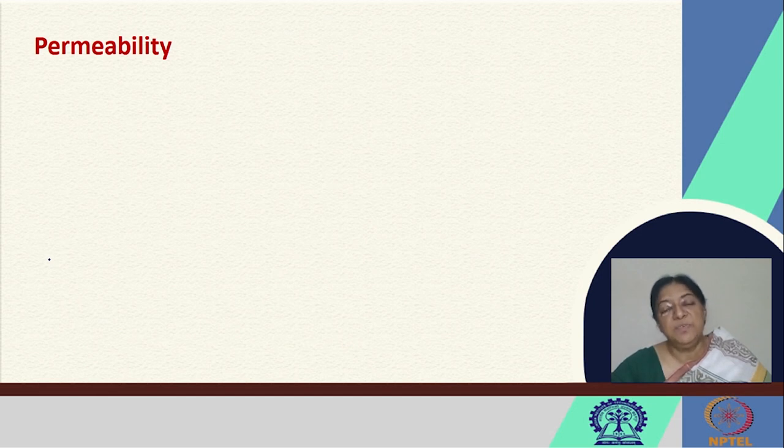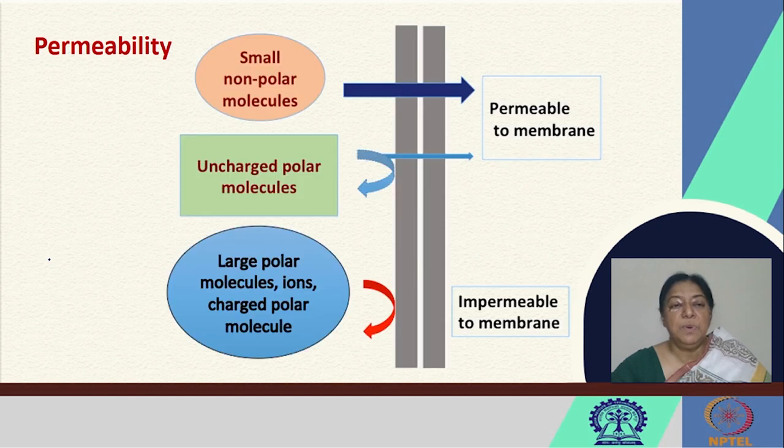So we look at the concept of membrane permeability. This is our lipid bilayer. Small nonpolar molecules would be permeable to the membrane. There could be uncharged polar molecules that may or may not pass through. However, very large polar molecules, ions, and charged polar molecules would be impermeable to the membrane. Their transfer can be effected by specific transporter proteins that bring about the transfer from the extracellular material to the inside of the cell and from the inside of the cell to the outside.